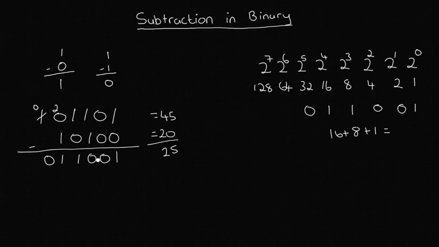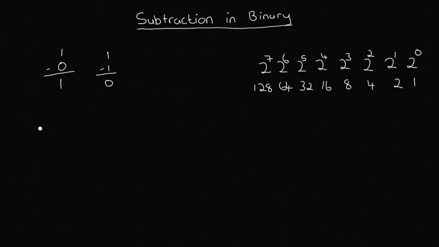So I wrote down my binary number under my grid, and it's equal to 16 plus 8 plus 1. So 16 plus 8 is 24, plus 1 is 25. So our answer is correct. Okay, we're going to move on to our next example.